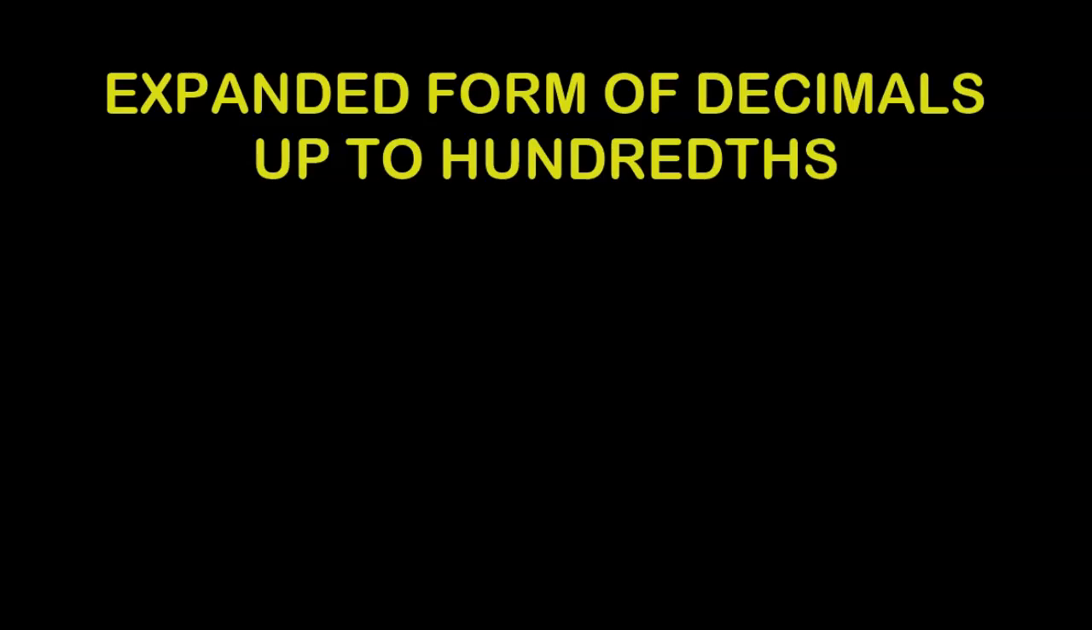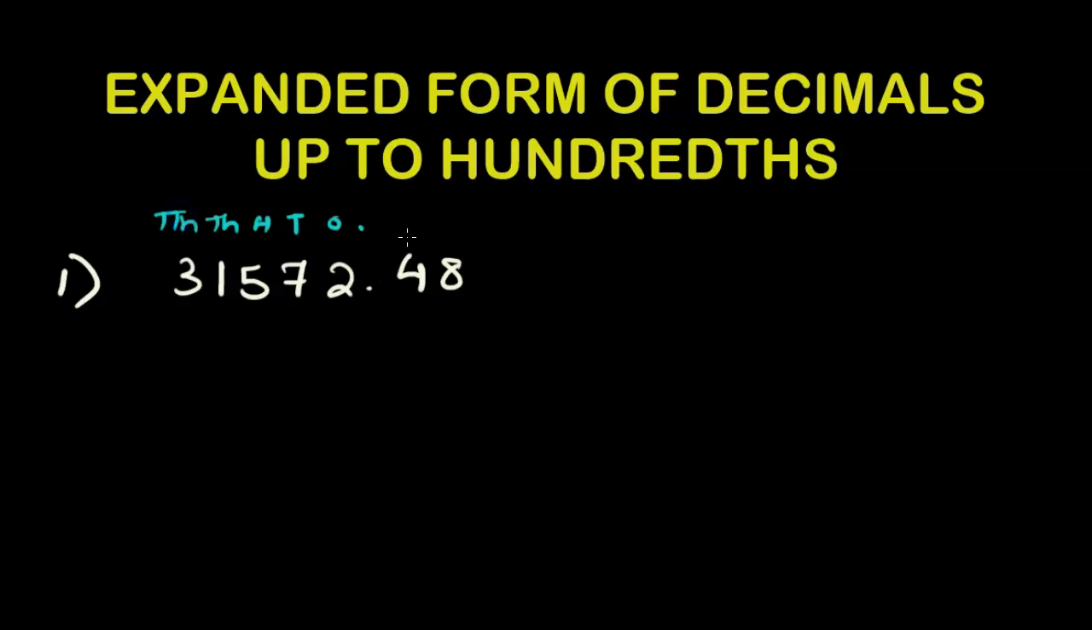In this video, we would understand how to write down hundredths place decimals in expanded form and vice versa. Let's say we have to write down 31572.48 in expanded form. The first thing we have to do is put place values on top of it. Before the decimal, we have ones, tens, hundreds, thousands, 10,000s. After decimal, we have tenths place, hundredths place.